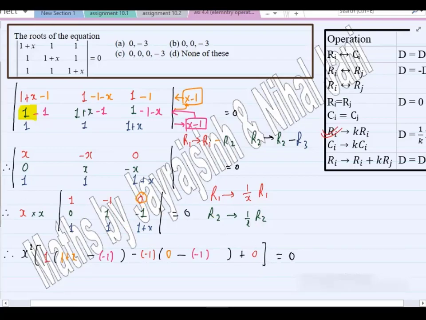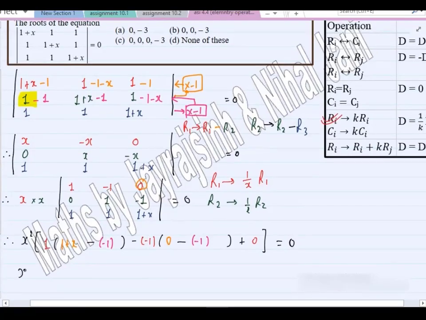So if we simplify this, we will get x square as it is. Here we will get x, 1 plus 1 plus 1 plus x, that is x plus 3, equal to 0. This x square equal to 0 will give us two same roots: x is equal to 0 and x is equal to 0. This x plus 3 will give us x is equal to minus 3 as the one root. Option B is your final answer.